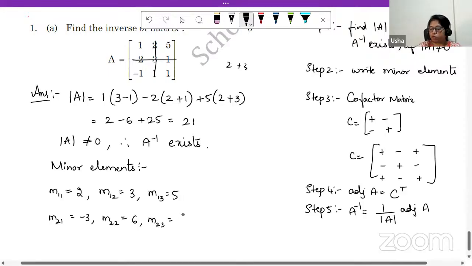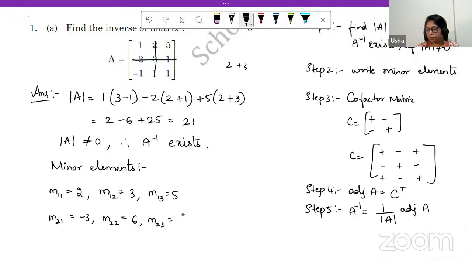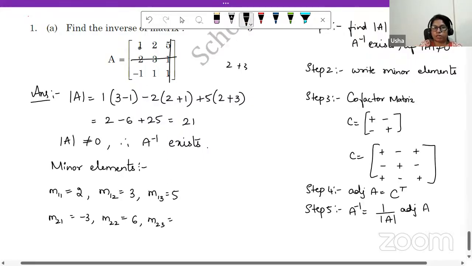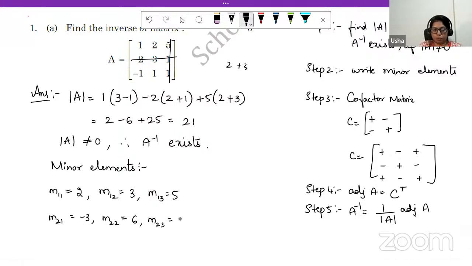M23. Let me know in the chat if you are clear with this. Using formula, answer will be yeah. So M23 is second row, third column, you leave it. So 1 into 1 minus of minus 2, which is plus 2. 1 plus 2 is 3.